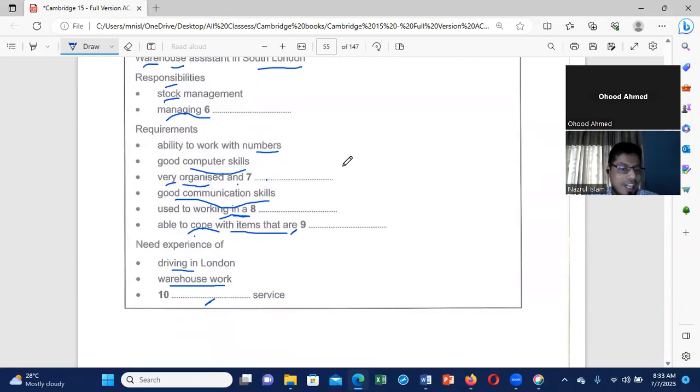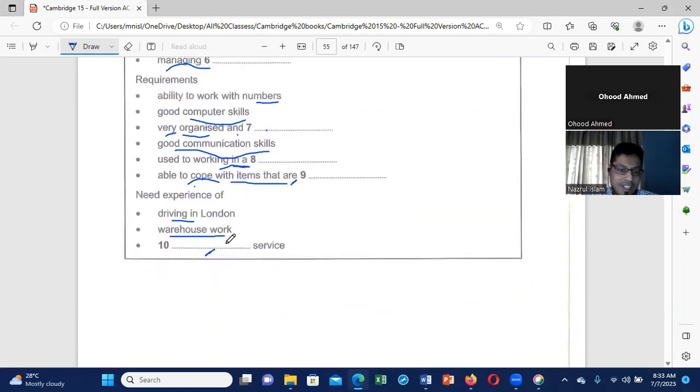Okay, number 7. Tidy. Number 8. Team. Excellent. Number 9. Heavy. That's heavy. Number 10. Customer service. You just need to follow this technique.